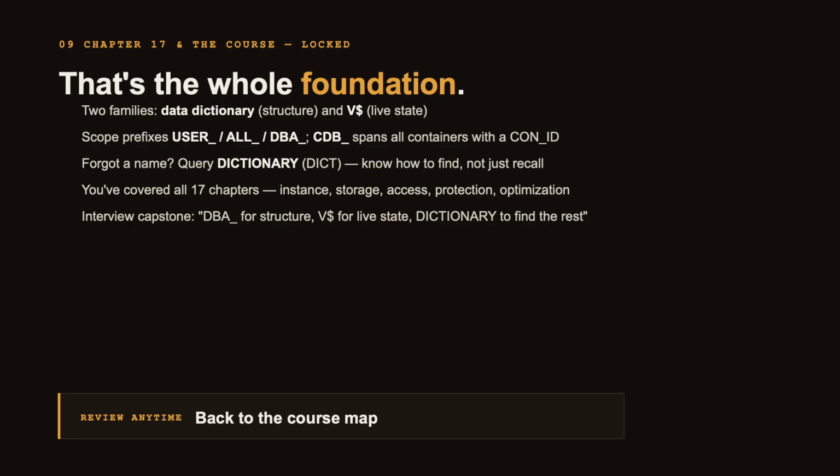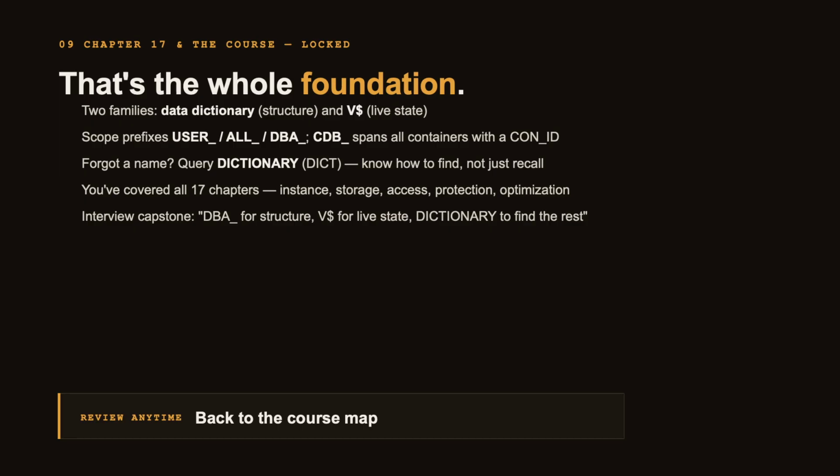And with that, you've done it. All 17 chapters, the complete foundation: the instance, storage, access, protection, and optimization. You can now talk about Oracle architecture, multitenant, memory, processes, startup, files, tablespaces, undo, redo, security, objects, networking, RMAN, flashback, tuning, and the dictionary, the whole arc.